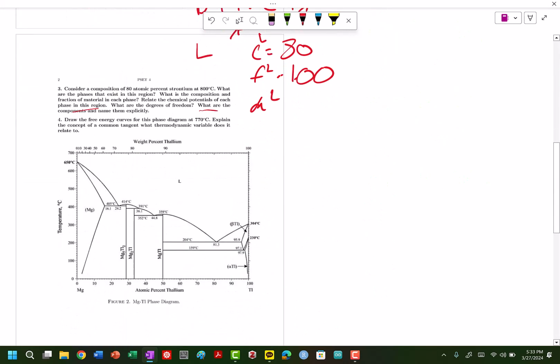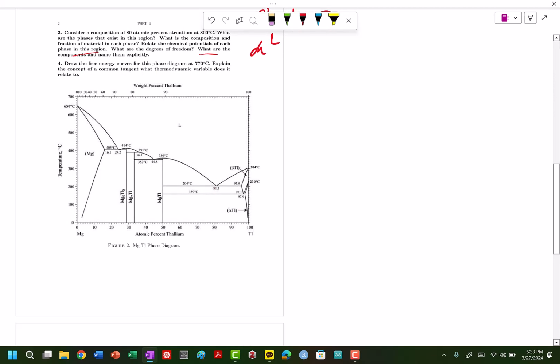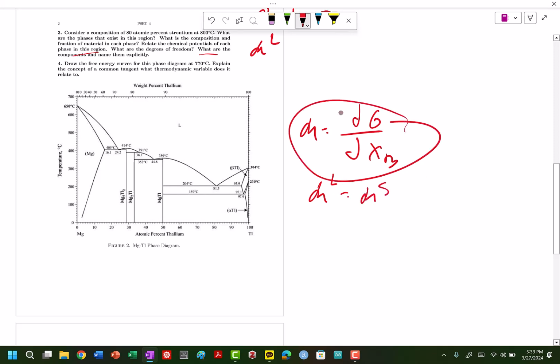So that's one problem down. Let's go ahead. Explain the concept of a common tangent. Our common tangent is equal to dG/dx_B. So when we say, in two phases, that my chemical equilibrium in the liquid phase must be equal to the chemical equilibrium in the solid phase, we're saying that the slopes must be equal.